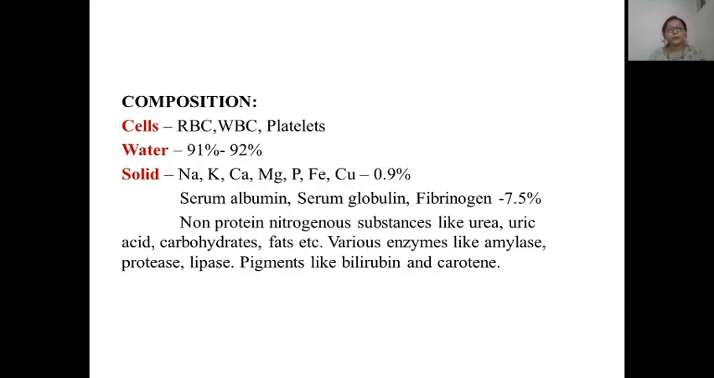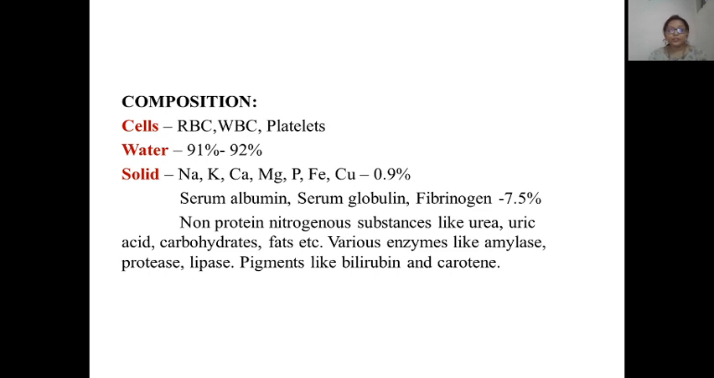Now, the composition of blood. It consists of cells, which are the blood cells: RBC, WBC, and platelets. It contains 91% to 92% of water, and solids, which contain all the metals, along with serum albumin, serum globulin, fibrinogen 7.5 percent, as well as non-protein nitrogenous substances like urea, uric acid, carbohydrates, fats, etc. Various enzymes are also present like amylase, protease, lipase, and various pigments like bilirubin and carotene.